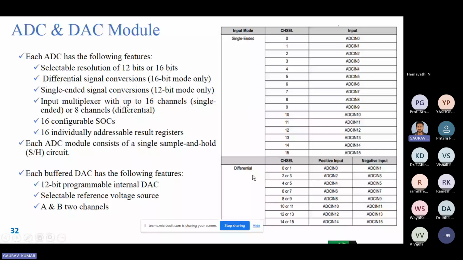Similarly, for 2 or 3, if we want to sense from the 2 or 3 terminal, then for ADC input 2 we have to give the positive input, and for ADC input 3 the negative input. If the ADC block is sensing a differential input, then it will convert to 16-bit digital data. If it is sensing a single-ended input, then it converts into 12-bit data. When it is sensing the differential input, it converts into 16-bit data.